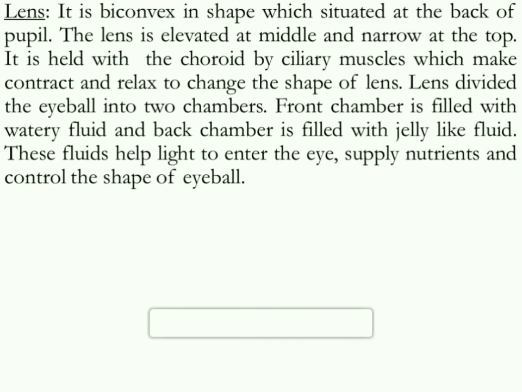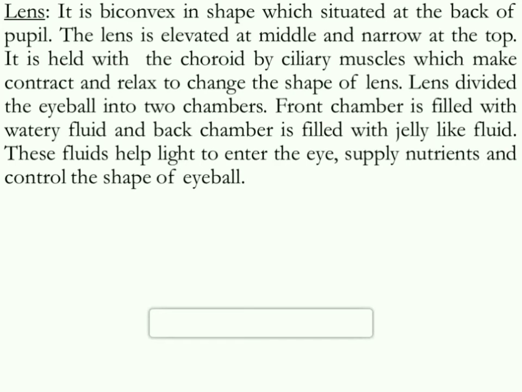The second part of choroid, that is lens. It is biconvex in shape, which is situated at the back of pupil. The lens is elevated at the middle and narrow at the top. It is held with choroid by ciliary muscles. There is a muscle called ciliary muscles which hold the lens, and this helps the lens to contract and relax to change the shape of lens.